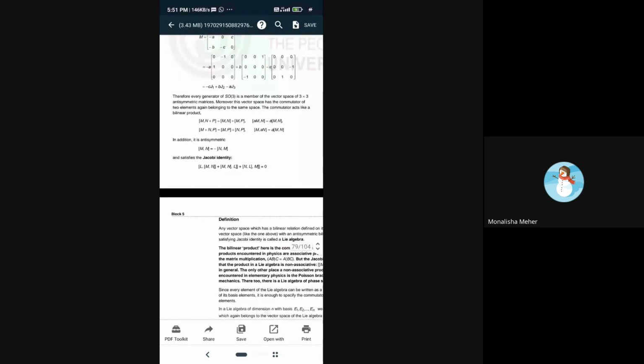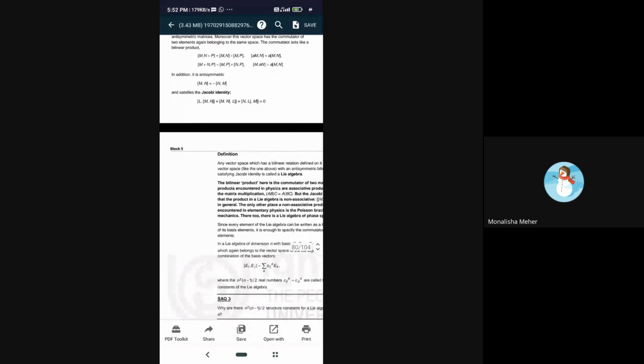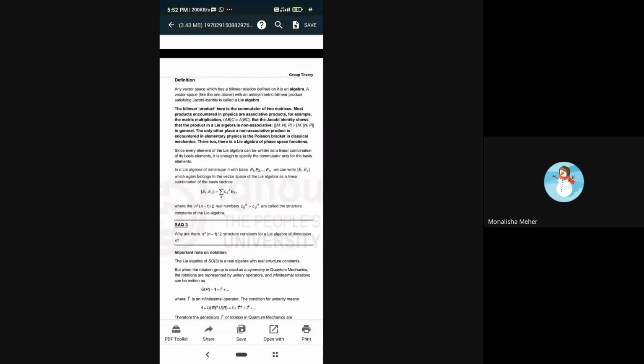Moreover, this vector space has the commutator of two elements again belonging to the same space. The commutator acts like a bilinear product, as shown on the screen. [M, N + P] can be written as [M, N] + [M, P], and [M + N, P] can be written as [M, P] + [N, P], where [M, aN] = a[M, N]. In addition, it is anti-symmetric, so [M, N] = -[N, M]. And this satisfies the Jacobi identity: [L, [M, N]] + [M, [N, L]] + [N, [L, M]] = 0. Any vector space which has a bilinear product defined on it is an algebra. A vector space like the one we have discussed here, with an anti-symmetric bilinear product satisfying the Jacobi identity, is called a Lie algebra. The bilinear product is the commutator of two matrices.